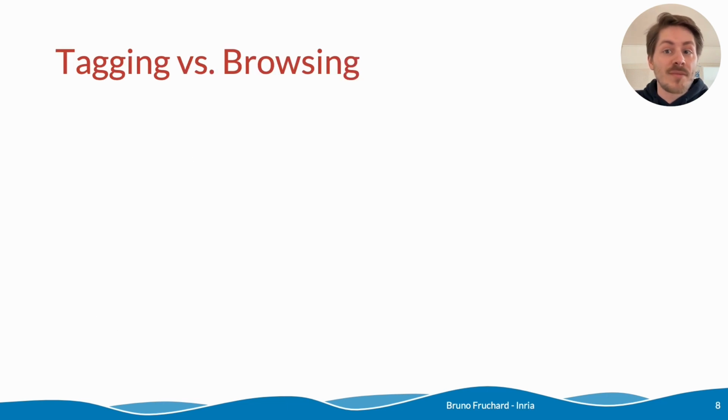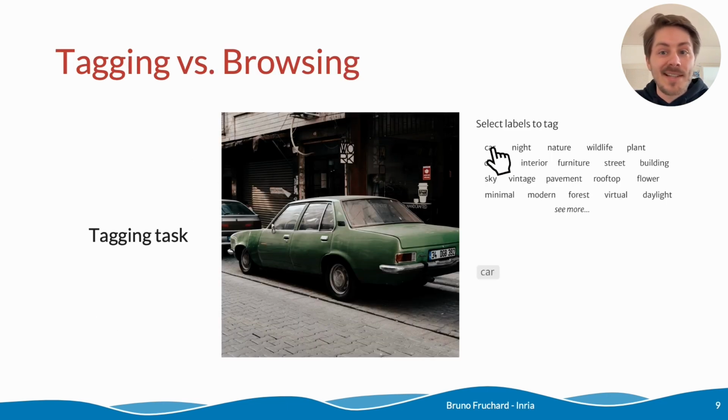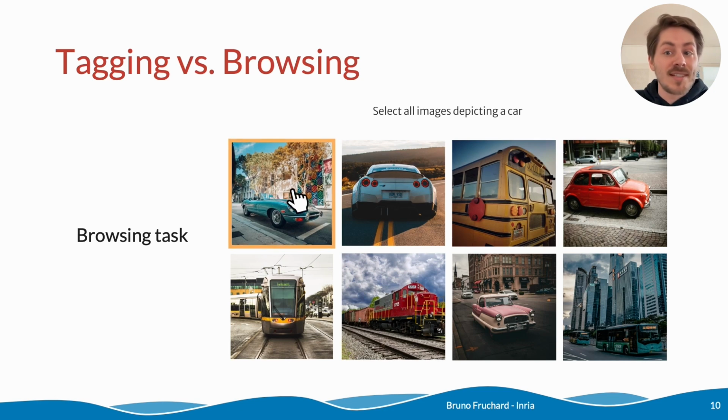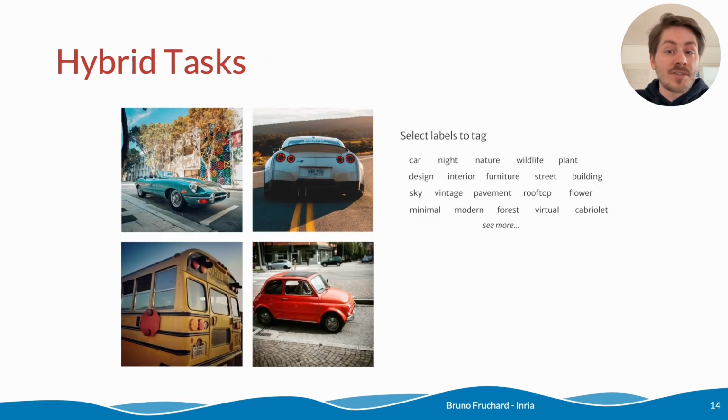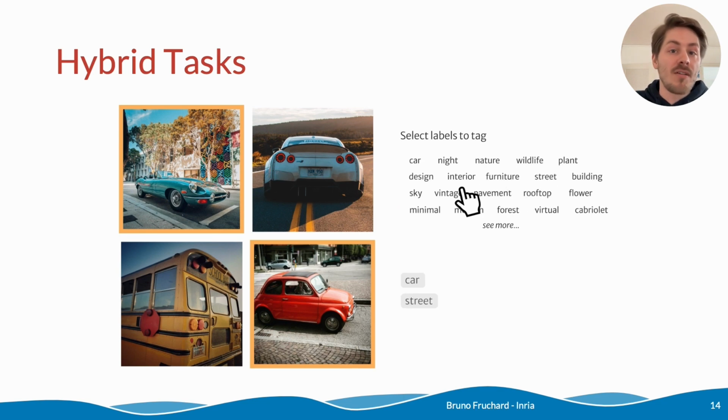Labeling is usually performed via two tasks. Tagging consists in assigning labels to a single image and associate them to an area if necessary, while browsing consists in focusing on a single label to assign to multiple images. The literature focuses almost exclusively on these two tasks, but there exist hybrid tasks combining the two approaches for which annotators select several images to assign multiple labels to, or vice versa.